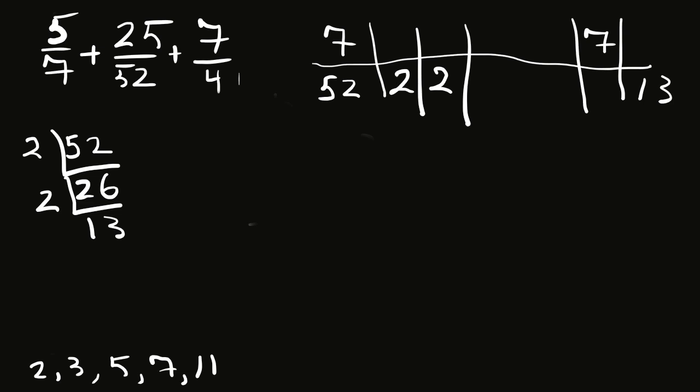Before we go on to factoring 4, perhaps we should have a closer look at 13. 2 doesn't divide evenly into 13, neither does 3 or 5 or 7 or 11. In fact, 13 is the next prime number in sequence. So 13 is another prime. That's why we're putting it up here in our list of prime factors.